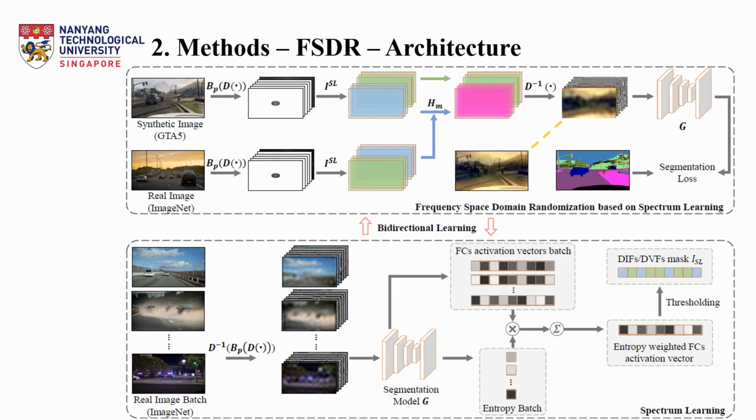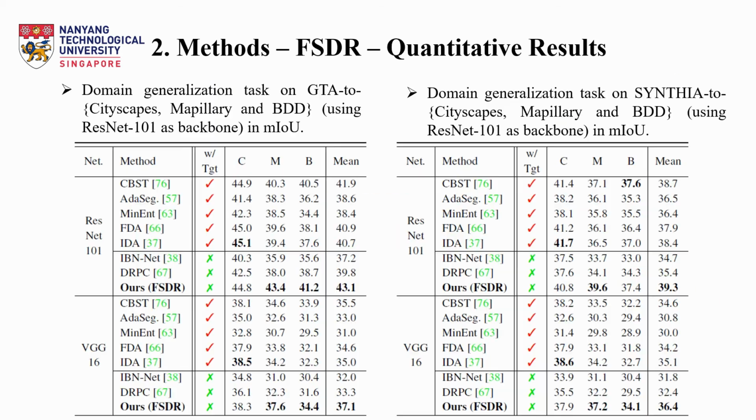In this slide, we present the learning framework of FSDR, which identifies domain-variant and invariant frequency components in a bidirectional learning manner. The bottom part identifies the domain-variant and invariant frequency components for a batch of images and records it as a mask. The upper part uses these images as references for stylizing the input images with this learned mask. Thus, the overall training process forms a bidirectional learning framework, in which the two parts are implemented alternatively.